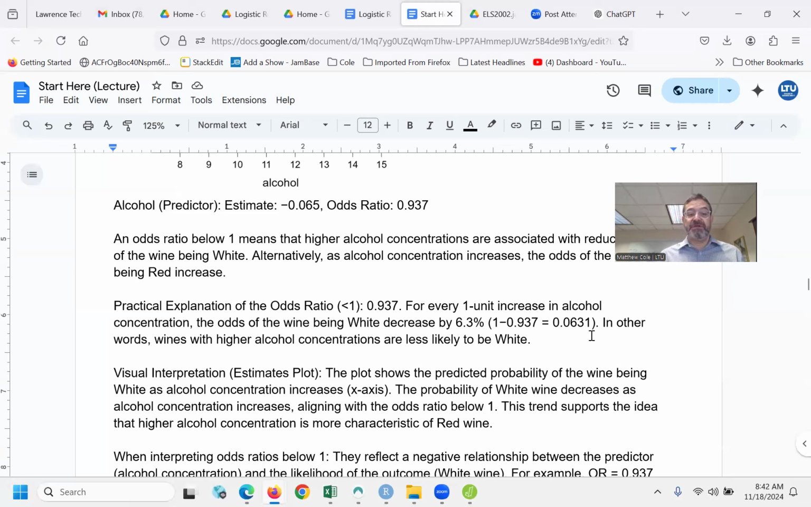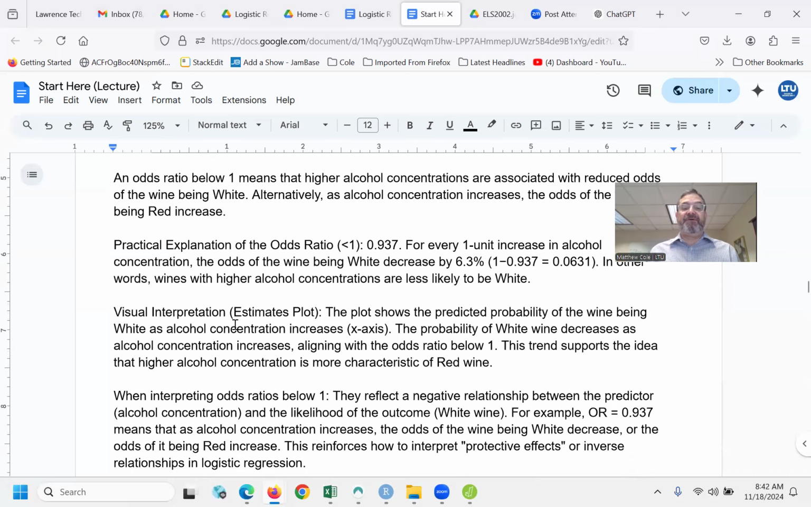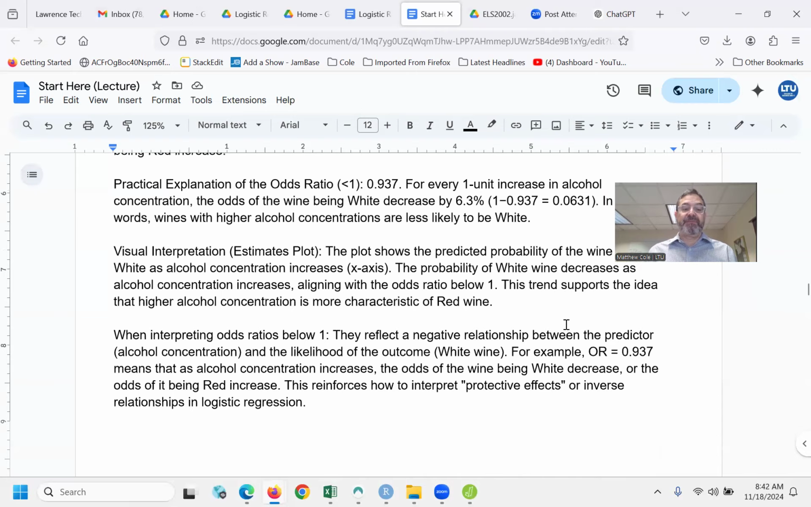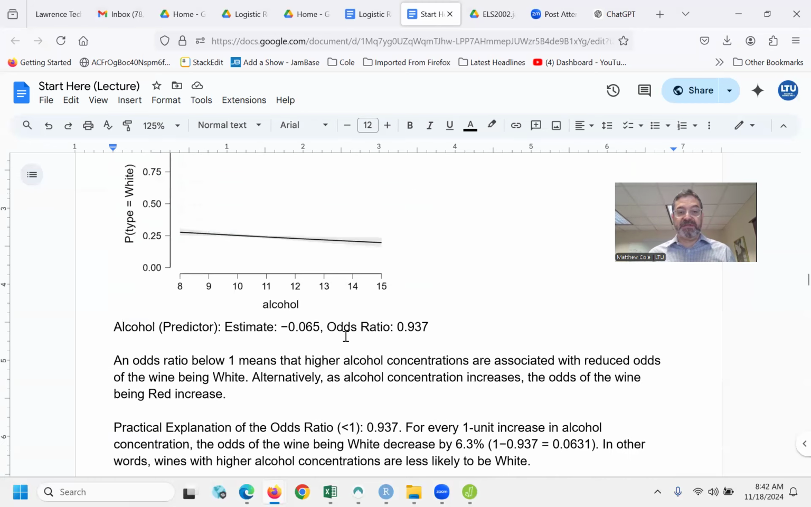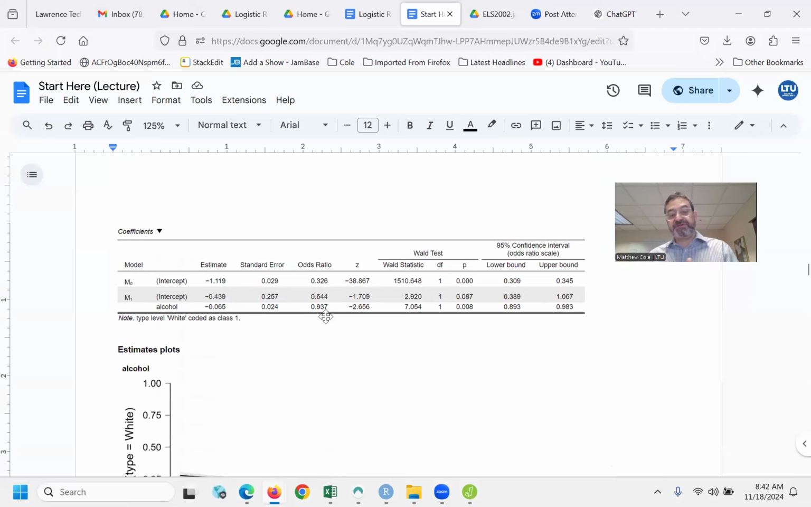So we're saying, in other words, wines with higher alcohol concentrations are less likely to be white. And as alcohol concentration increases, there's a 6.3% decrease in the odds for every unit increase that it will be white. And we see on the visual interpretation, the plot, I showed you that probability. So when we interpret odds ratios below 1, they are reflecting a negative relationship, and we'll see that because the estimate will be negative, but then that's translated to an odds.